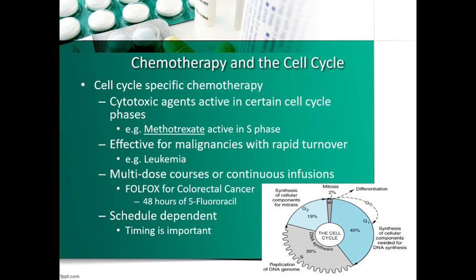And the thought behind that is anytime a cancer cell enters the cell cycle, there will be 5-FU there to kill it. So these are schedule dependent. Timing is really important. You could have a lot of 5-FU on board and in the system, but if the cells aren't dividing rapidly, it's not going to cause a lot of cell death for the cancer. So schedule dependent.